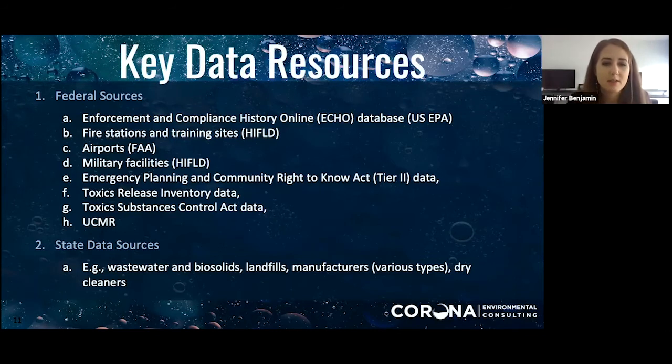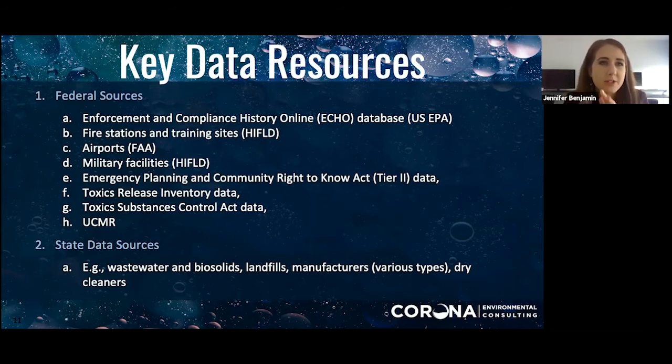So once we identified a set of high-risk industries, we reviewed federal and state data resources for data that could potentially help us to identify facilities that are within those high-risk industries. And for federal data sources, we have relied primarily on the US EPA and the Department of Homeland Infrastructure. We also found some useful data from the Federal Aviation Administration. So these are some of the federal data sets that we found to be most useful.